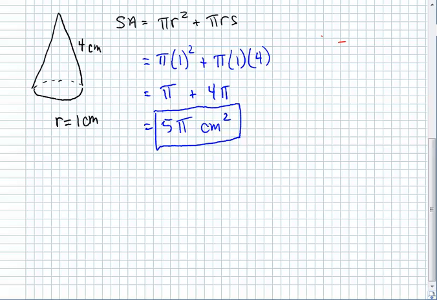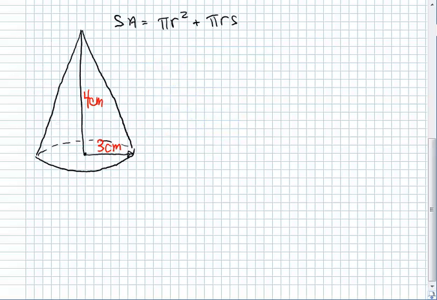I want to show you a different kind of problem with a cone, and see if you can figure out how to do it. I have a slightly different cone here. The radius is 3 centimeters. The height of the cone, from the center of the circle at the bottom to the vertex, is 4 centimeters. Now you have to figure out the surface area. Why don't you pause the video again? I'll give you the answer in 3 seconds.